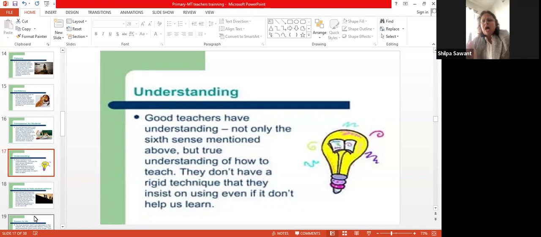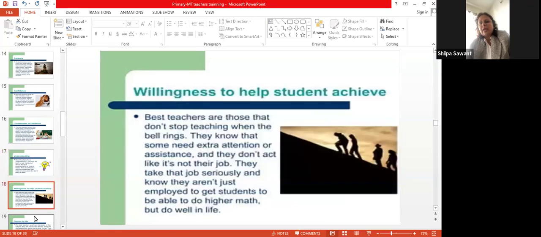Maybe your extra hyper class is very quiet today. Maybe there was a fight just before you entered. Otherwise, the class is extremely hyper. Maybe somebody has got an award, or the principal has declared that this class is the best class. So understanding is not just understanding the students' talk, but understanding the students' silence as well. Willingness to help the student achieve.